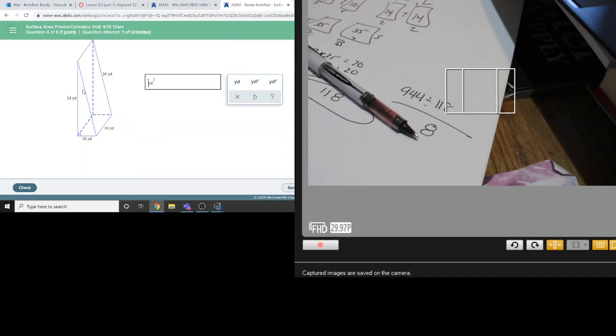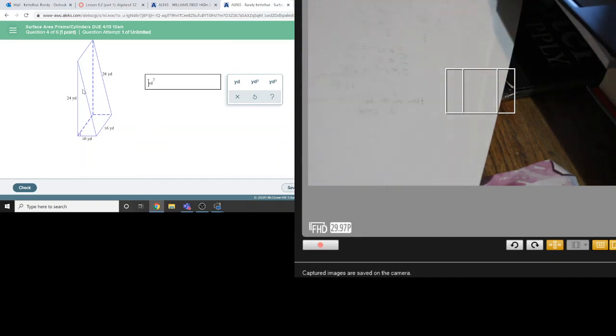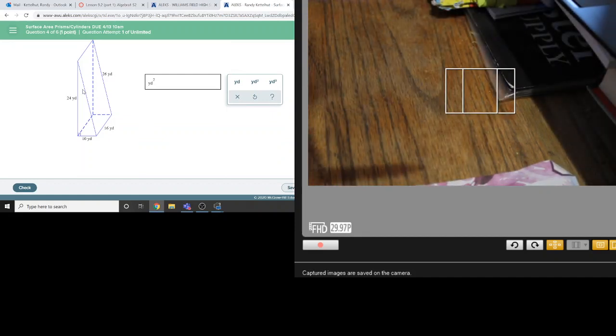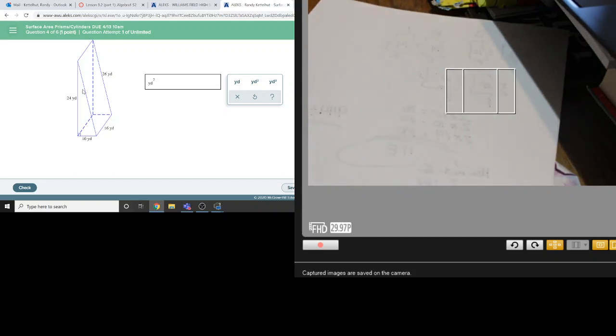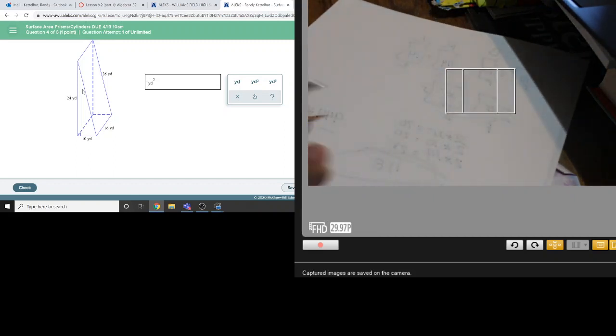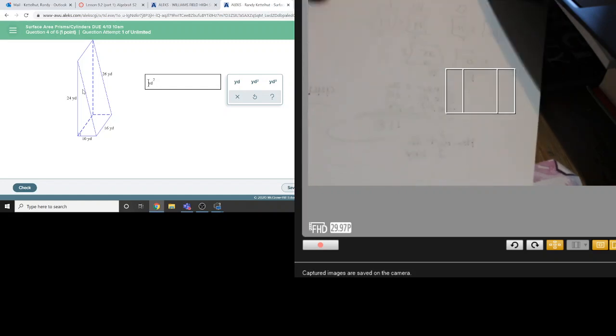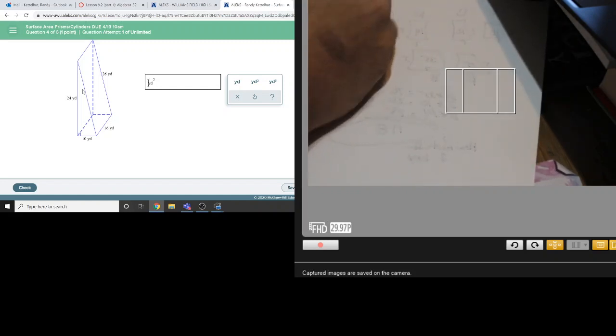So this is going to be the same thing. I'm just going to break it up, find the area of each, and add it all together. I think that's easier. That's how I like to do it. I'm not trying to use any big old fancy formulae.